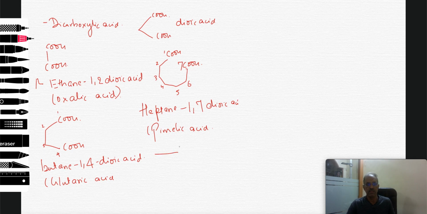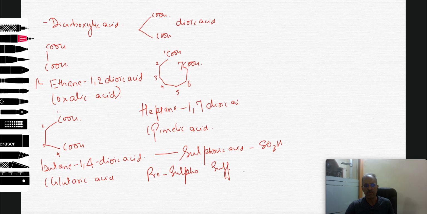Now after carboxylic acid we will see sulfonic acid. Sulfonic acid happens to be SO3H, of which the prefix happens to be sulfo, and the suffix happens to be sulfonic acid itself. Sulfonic acid. Fine. We will take an example of this also.